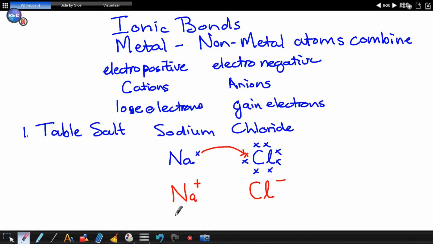So what will this cation do to the anion? Positive and negative, what would they do? They attract one another. A positive charge and a negative charge will attract one another. That is why sodium chloride's formula is 1 sodium for 1 chlorine. So the formula is NaCl.